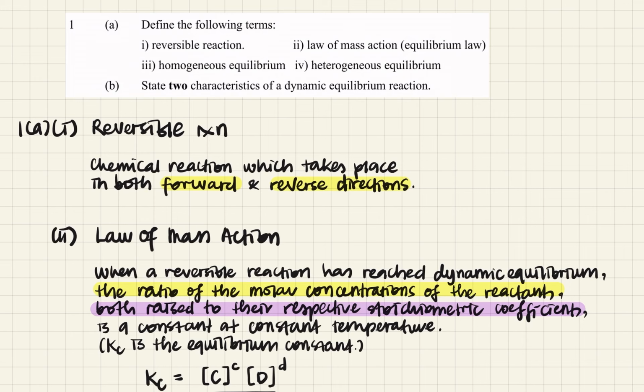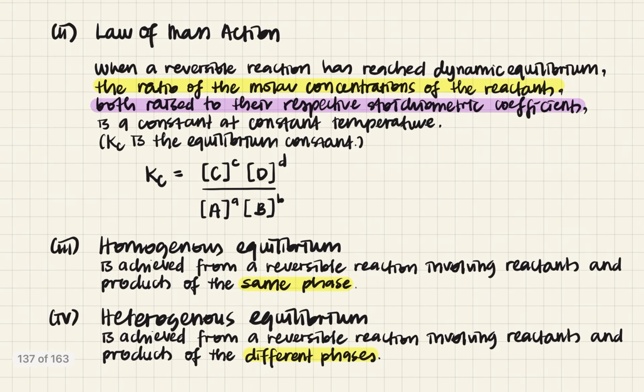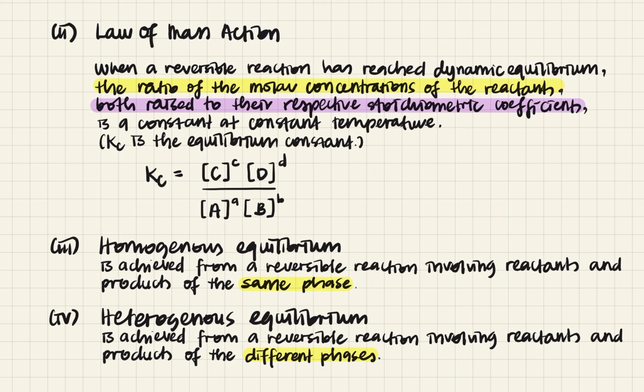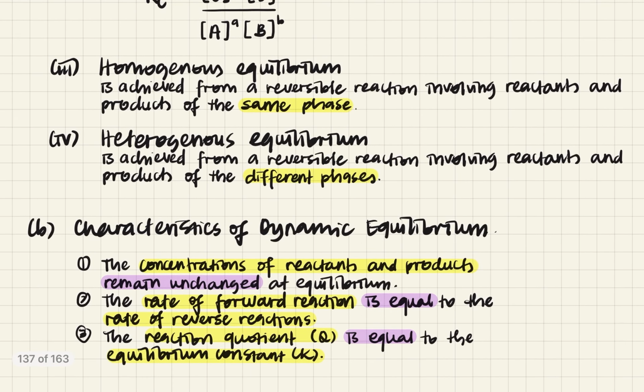Okay, so number 1, you have to define the following terms. Reversible reaction, maksudnya chemical reaction which takes place at forward and reverse directions. Okay, dia boleh forward dengan reverse. And then law of mass action ataupun equilibrium law is basically how you put this expression, but you have to define it in words. Okay, and then homogeneous equilibrium, homogeneous meaning same phase.